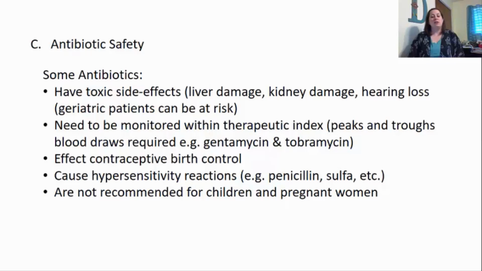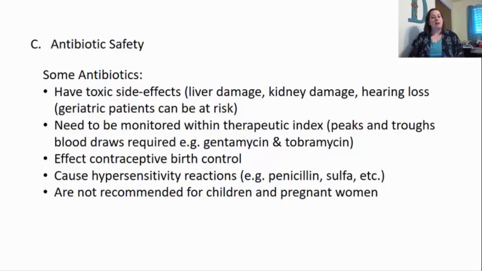We also need to note that some antibiotics need to be monitored within their therapeutic index. This is that whole idea of the peaks and the troughs. We need to make sure that the blood draws are required and they are done when they are supposed to be done. Okay, and this is especially important in things like gentamicin and tobramycin. We also see that some antibiotics affect contraceptive birth control. We've seen that lots of women end up getting pregnant, but they're on birth control. We'll come to find out it's related to when they were taking antibiotics.